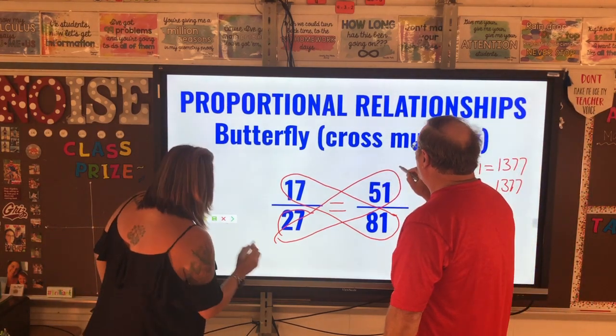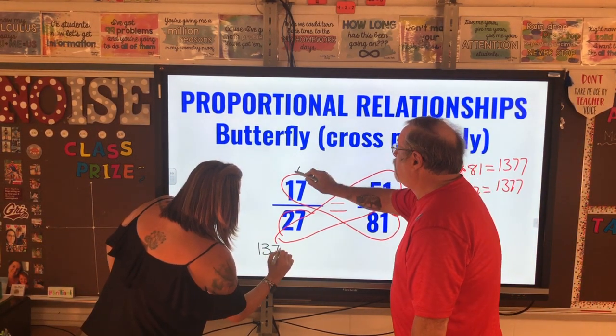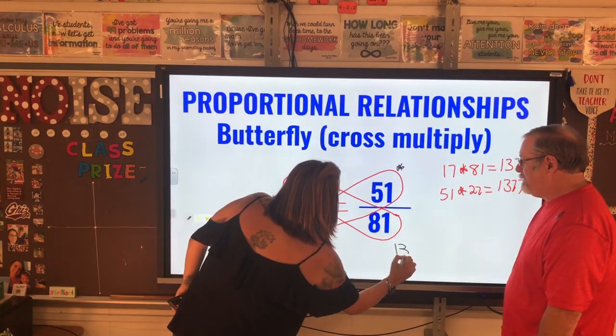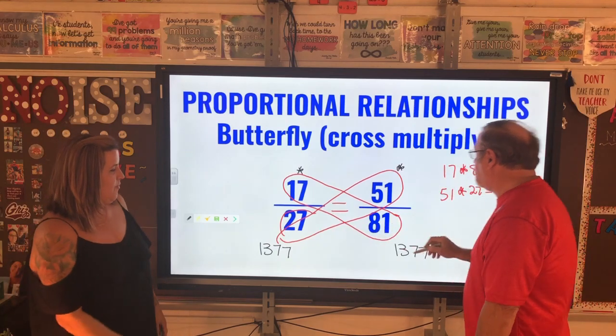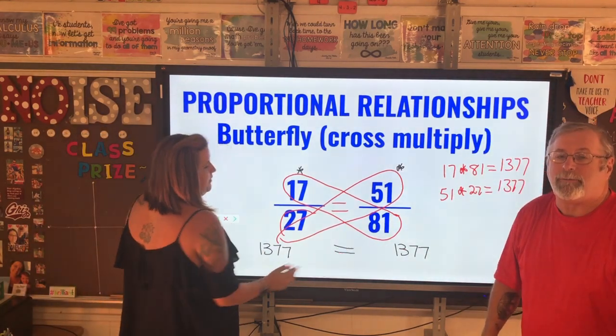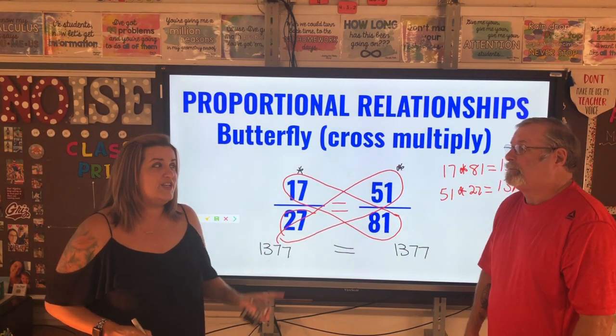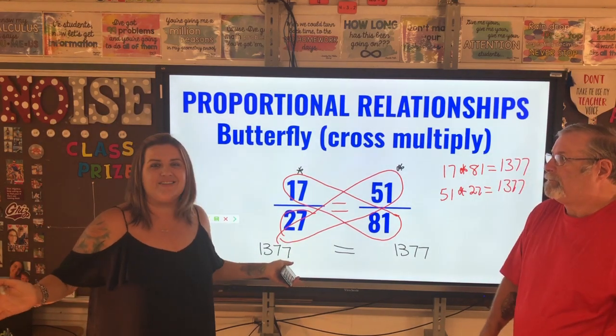If the product, the answer to a multiplication question, and this product both equal the same thing, the relationship is proportional. And if they don't, then it's not proportional. So simple, right?